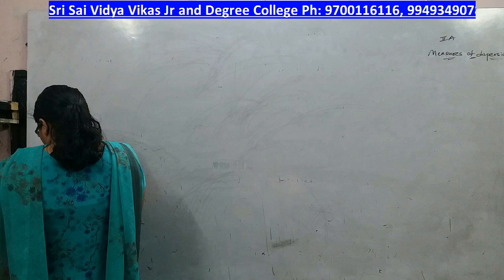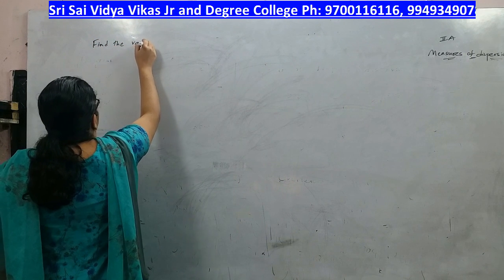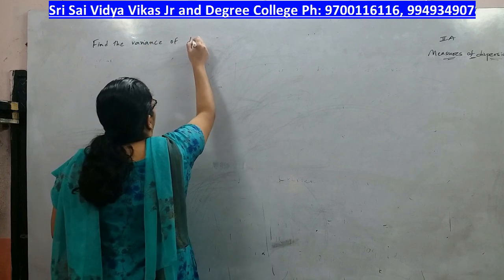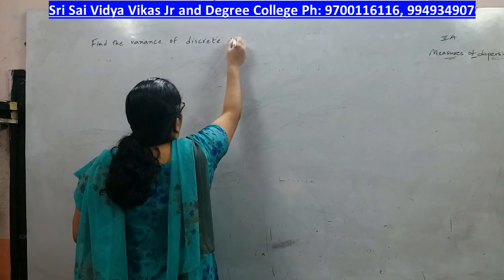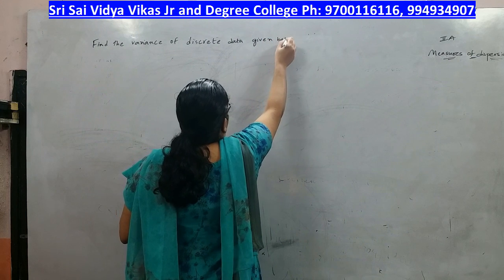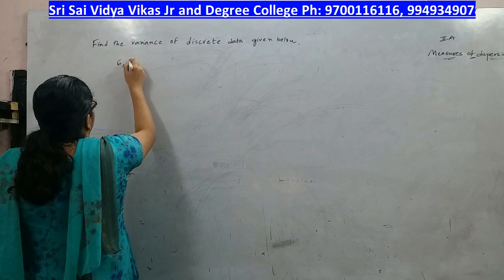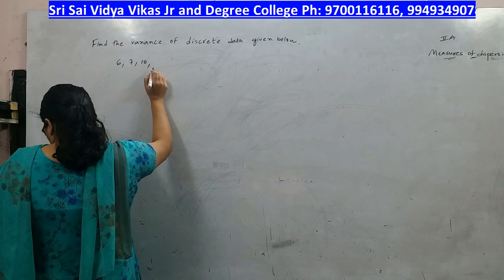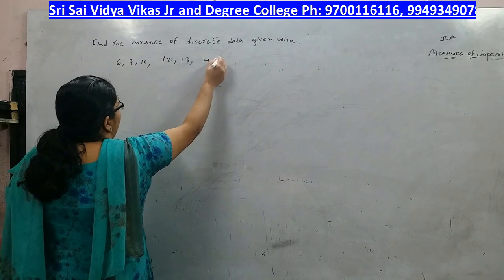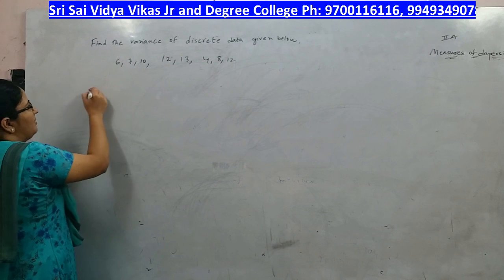Next problem: find the variance of the discrete data given below. That is 6, 7, 10, 12, 13, 4, 8, 12. How many values are there altogether? 8 values are there. First of all, you have to find the mean.